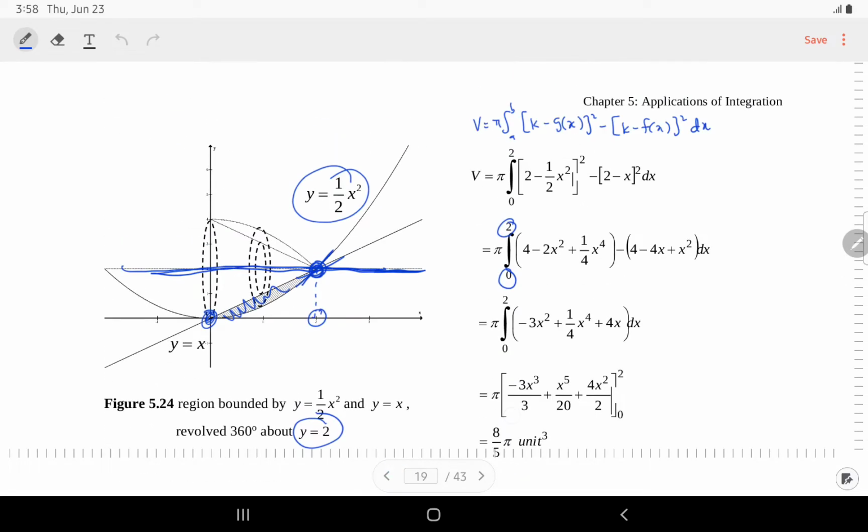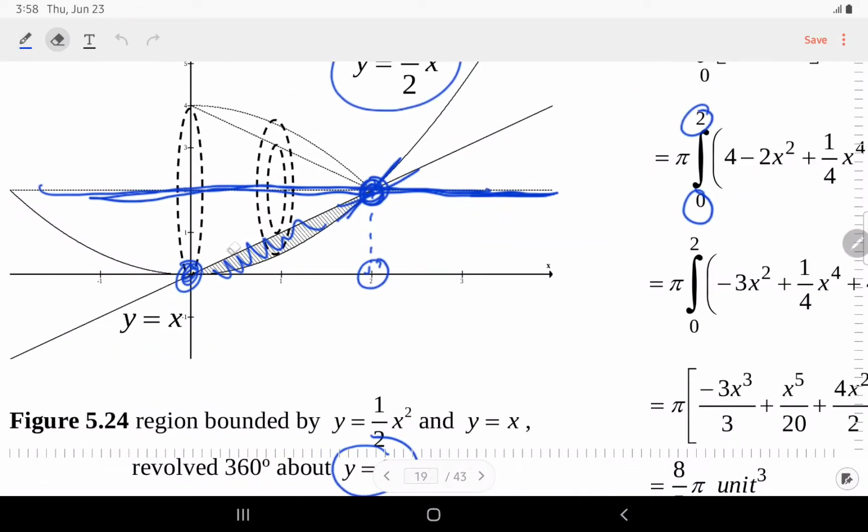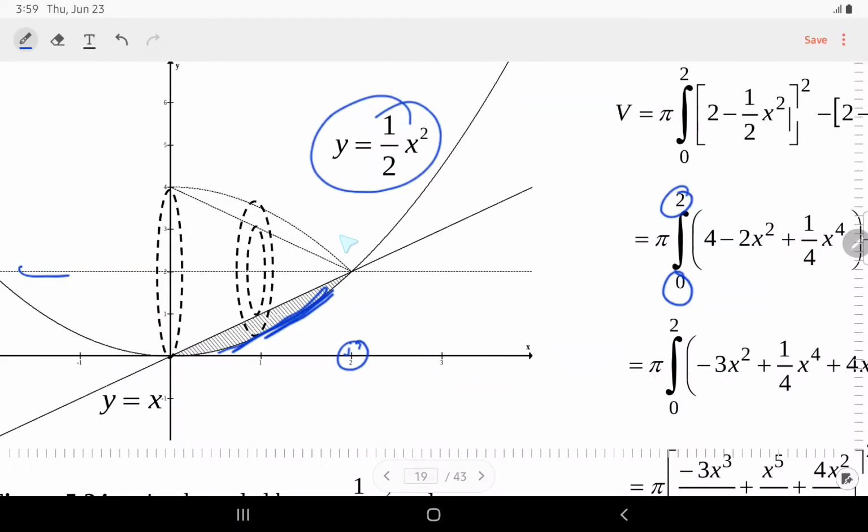Which is 5.19? Okay, this one. So which is the function belah kanan? The function belah kanan is this one. What is the equation for the right side? This one. The function belah kiri is this straight line.